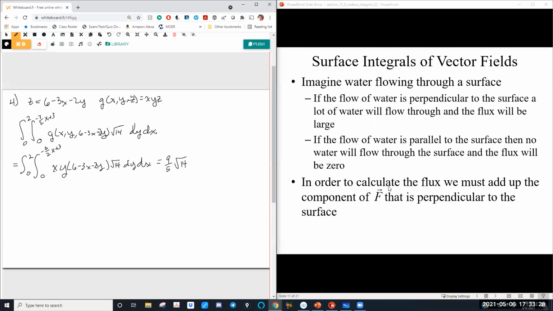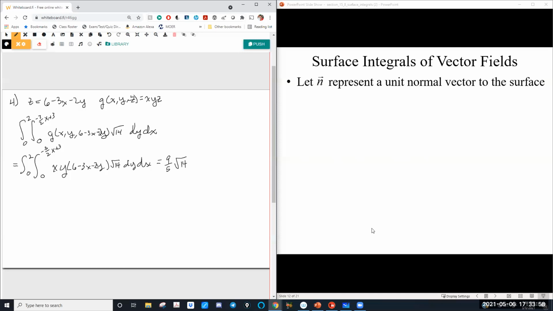If the flow of the water is parallel to the surface, then no water will flow through and the flux will be zero. So in order to calculate flux, and this is the same thing Green's theorem did, Green's theorem used the divergence because we needed the component that was perpendicular to the path. Now we need the component that's perpendicular to the surface. So we're taking the components of the vector field that are perpendicular to the surface.